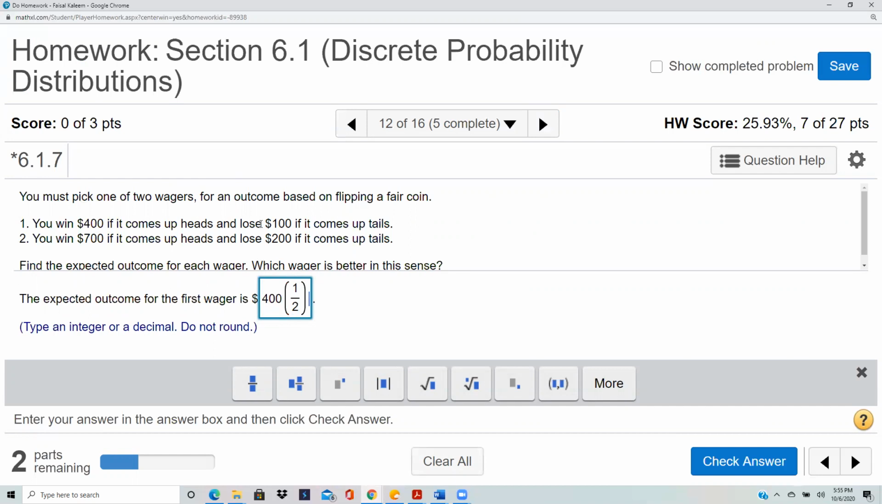And then the losing amount is 100, so minus 100. And you lose when it comes up tails. So that probability is also 1/2. And so that would result in 200, and this would be 50. So 200 minus 50 would be 150.